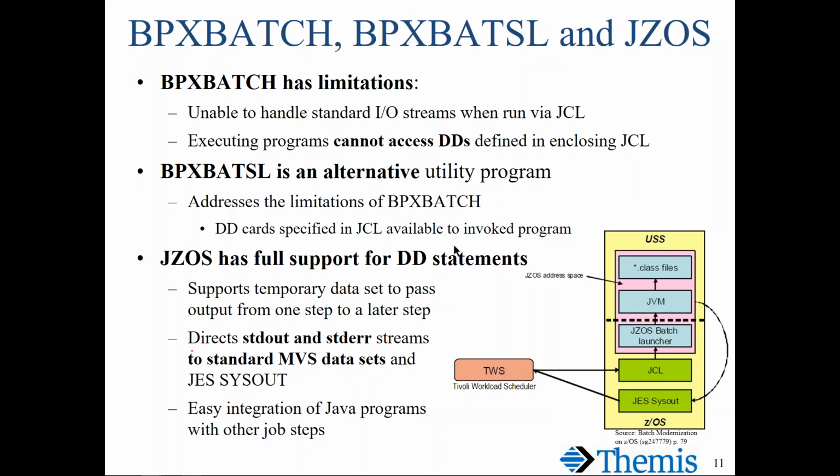So in the little diagram, you see that USS is mentioned at the top, and that the JZOS address space includes not only the Java runnable files, the class files, but also the JVM and the batch launcher that can be kicked off with JCL and support JES output. So USS is, again, part of the z/OS environment, and that's where JZOS and Java batch will run, if that's what you're using.